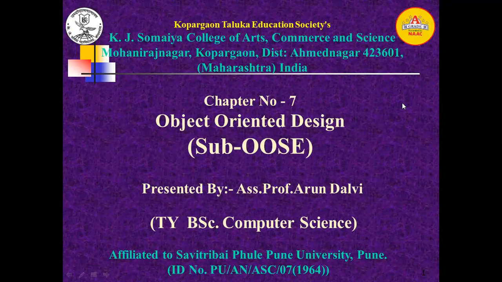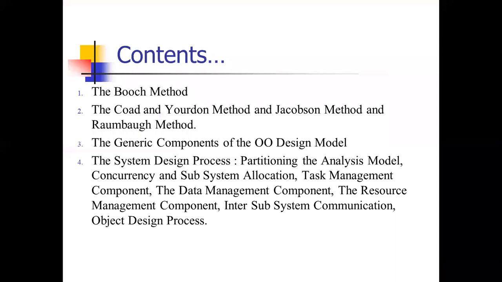Good morning, everyone. Today we are going to start chapter number 7, Object Oriented Design. These are the contents from chapter number 7. First, we will see the introductory part regarding object oriented design. Then we will see the Booch method, then the Coad and Yourdon method, the Jacobson method and the Rumbaugh method. Then the generic components of the object oriented design model.